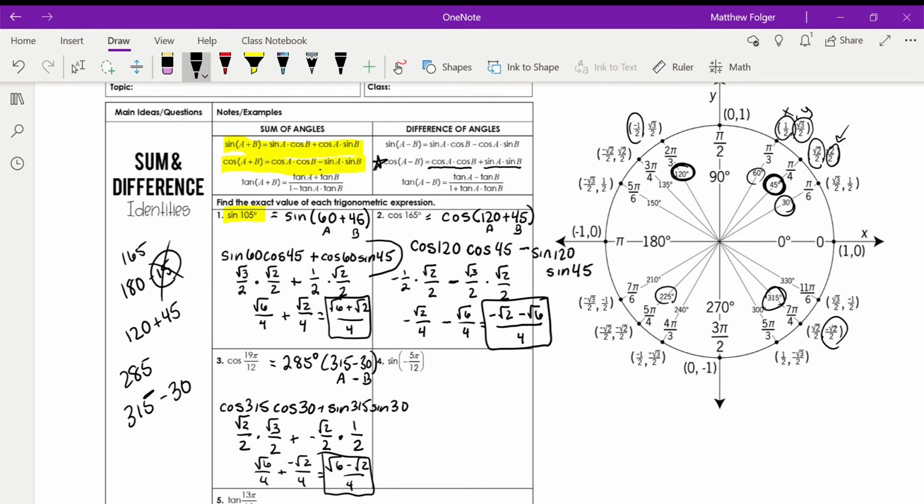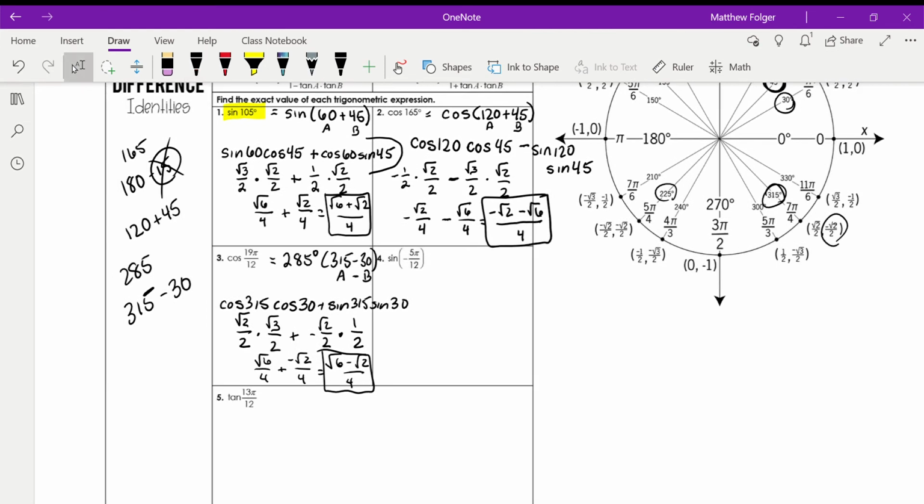All right, number 4. Number 4 says sine of negative 5 pi over 12. So the first thing we want to do is convert that to degrees. 5 times 180 divided by 12. So 5 times 180 divided by 12, so we have 75. So this is negative 75.